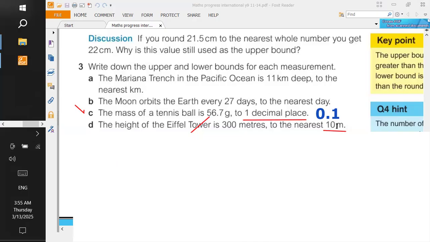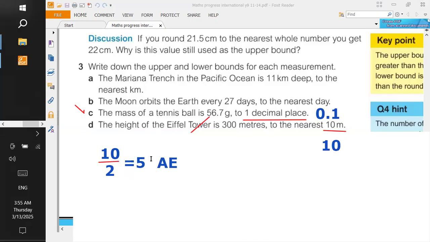So here, they gave us nearest 10 meters. So we're going to use 10. And after making sure that they have the same units, meters, now you're going to take the 10 divided by 2. And 10 divided by 2 equals, very good, 5. Now, after finding the 5, which is what? Very good. It's the absolute error. Now you're going to use it with the original to find the upper and lower bound.